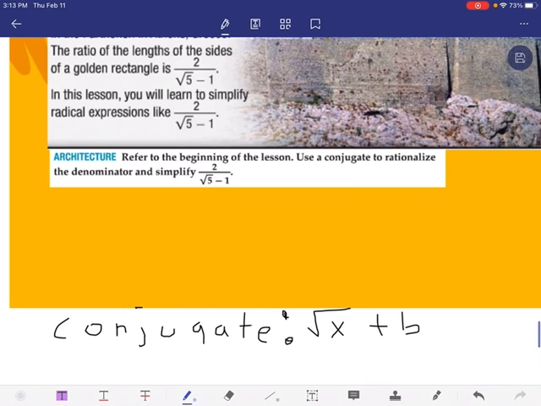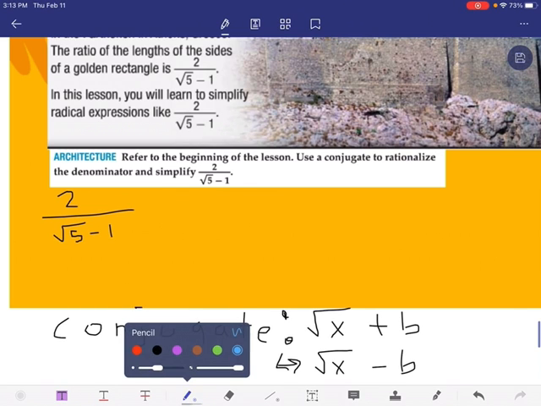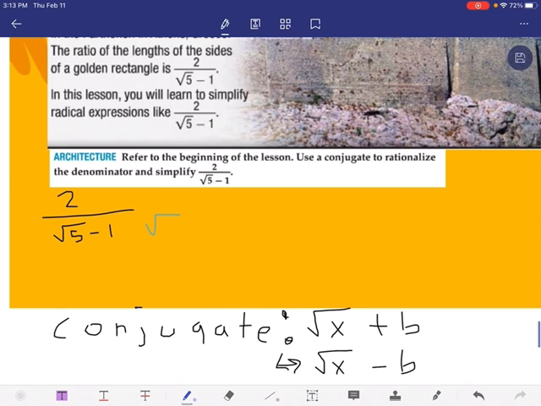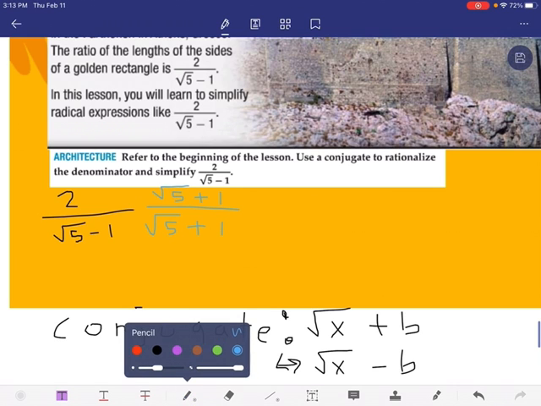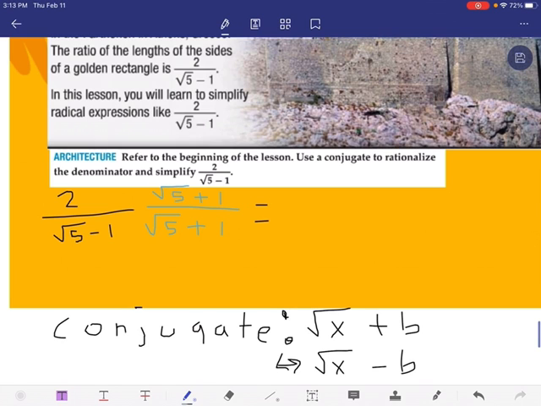So if I had something like the square root of x plus b, my conjugate would be the square root of x minus b, or vice versa. If I have something in the subtraction, then I just flip that middle symbol to be the opposite. So in this case, we need to multiply the top and the bottom by the square root of 5 plus 1 in order to reduce. And we'll look at why we choose that in just a second.